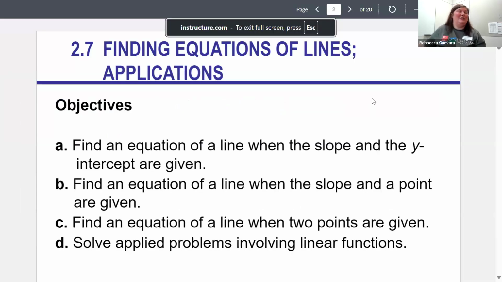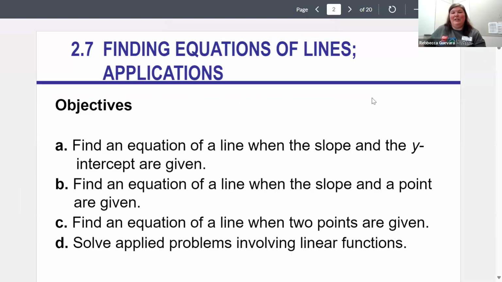So we've moved on to 2.7. We're going to be finding equations of lines. Previously we were given equations of a line and we gathered information about that, like its slope and its y-intercept. This time we're going backwards. So we're going to find the equation of a line when the slope and the y-intercept are given. And then we're going to find the equation of a line when a slope and a point is given. And then we're going to look at this with 2 points as well, and hopefully a little bit of application.